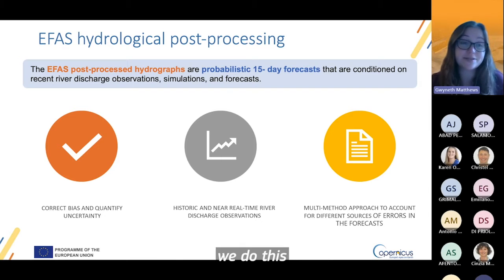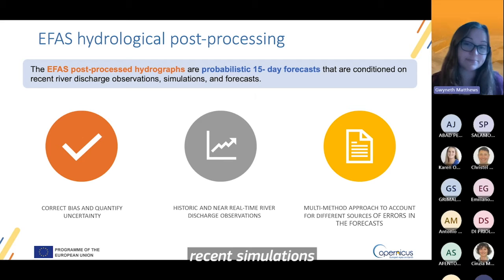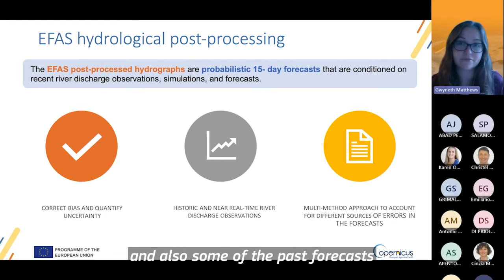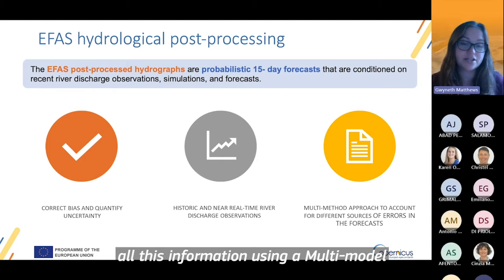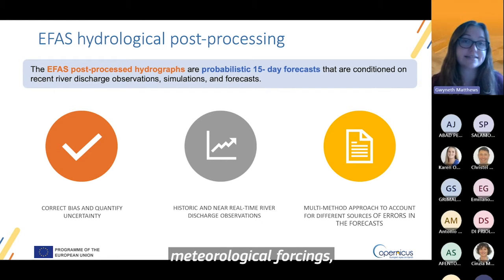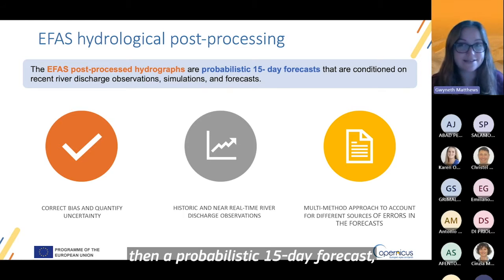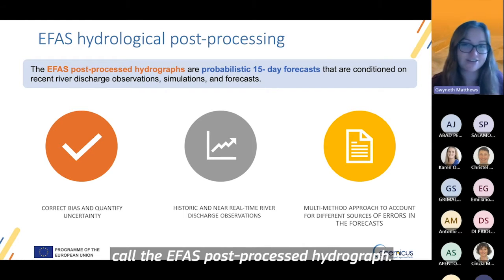So in EFAS, we do this by considering recent observations, recent simulations, and also some of the past forecasts and how they performed. We then combine all this information using a multi-model and a multi-method approach that considers errors in the meteorological forcings, the initial conditions, and the hydrological model. The end result is then a probabilistic 15-day forecast, which we call the EFAS post-process hydrograph.